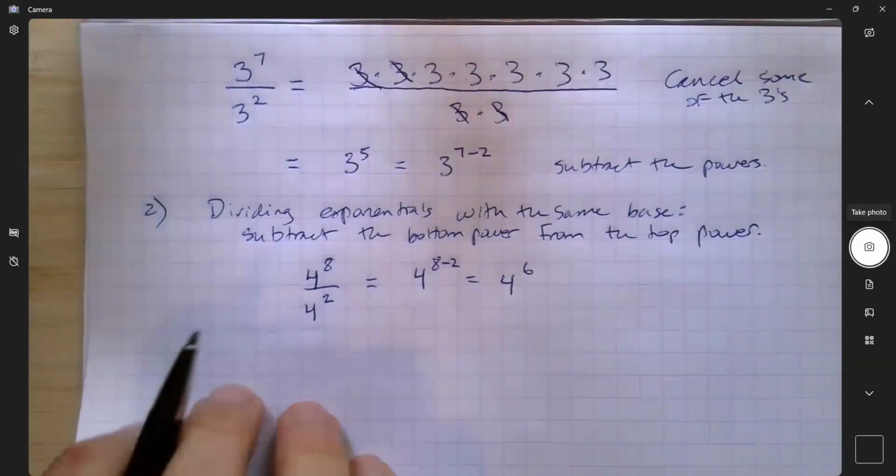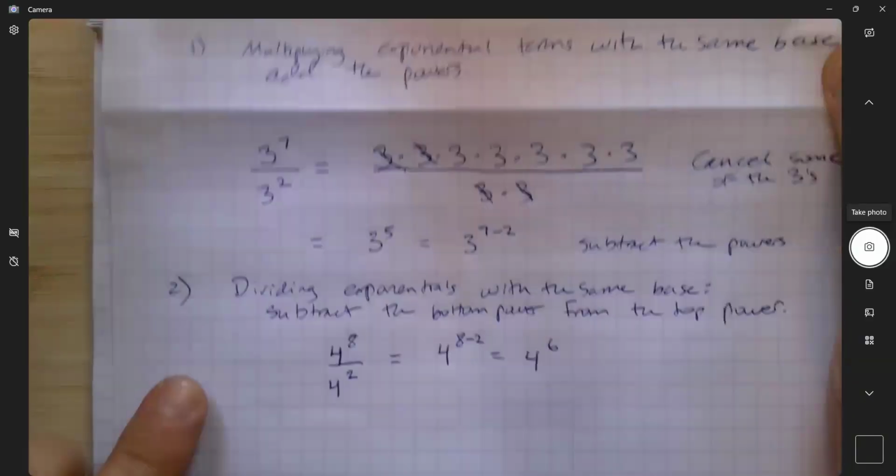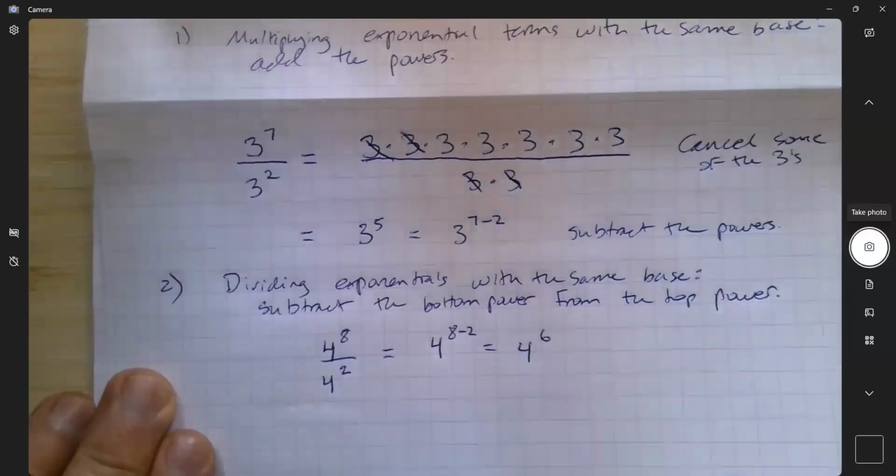I'll try to keep track and number all of them. Multiplying exponential terms with the same base, you add the powers. Dividing exponentials with the same base, you subtract the bottom power from the top power.